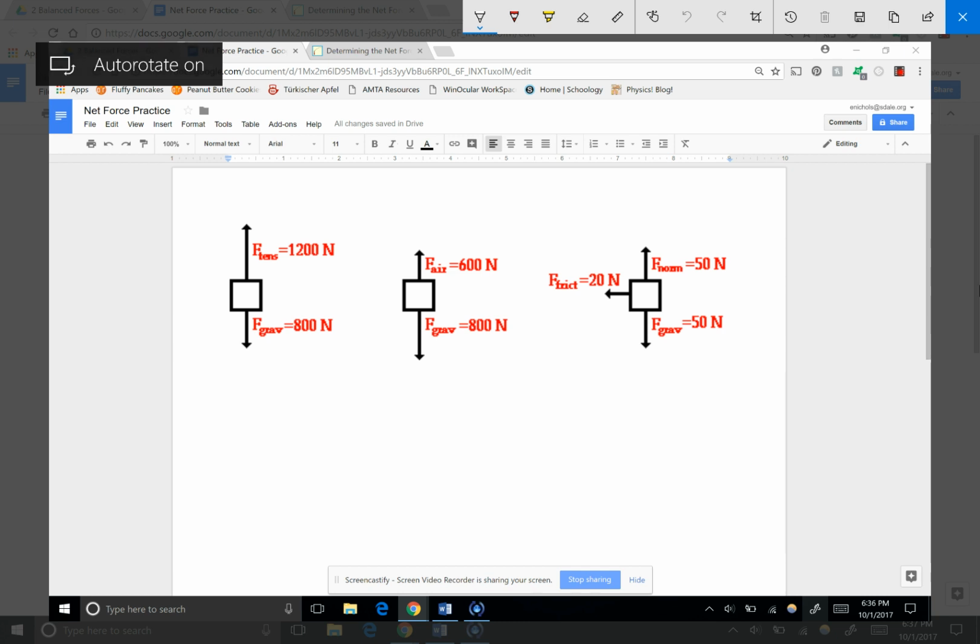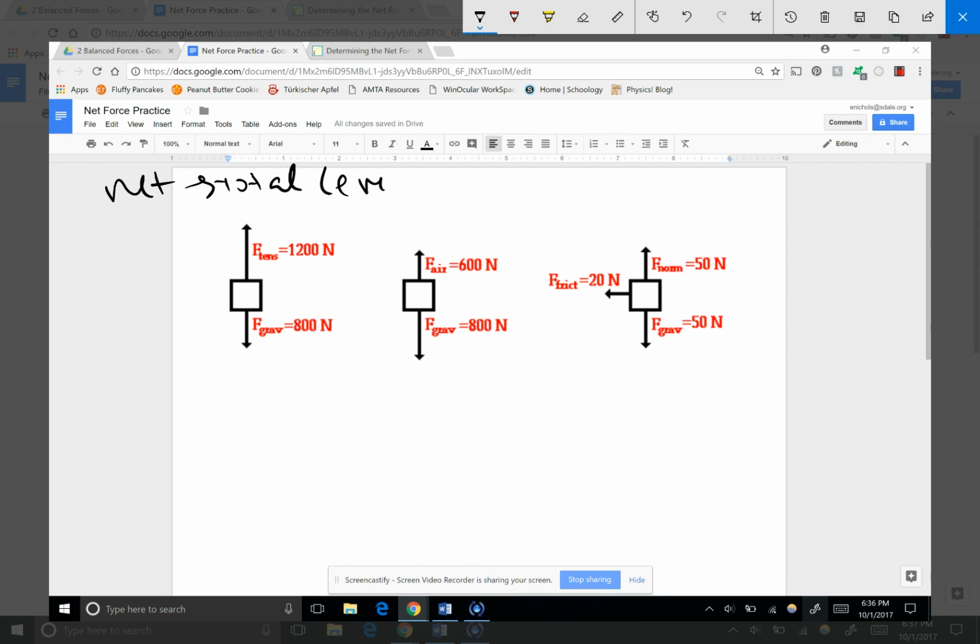So what is net force? Net, just like if you are thinking of net income or anything like that, it just means everything added together, all the total. So net is just total, everything added up.